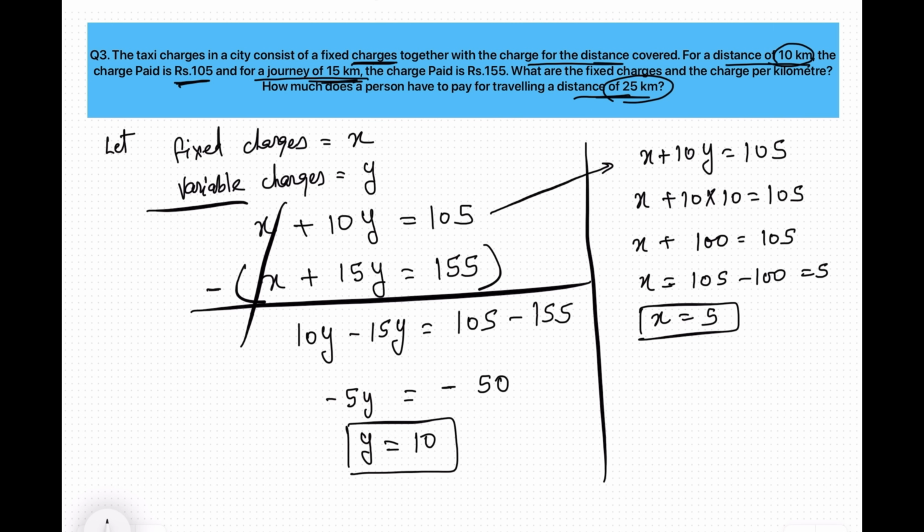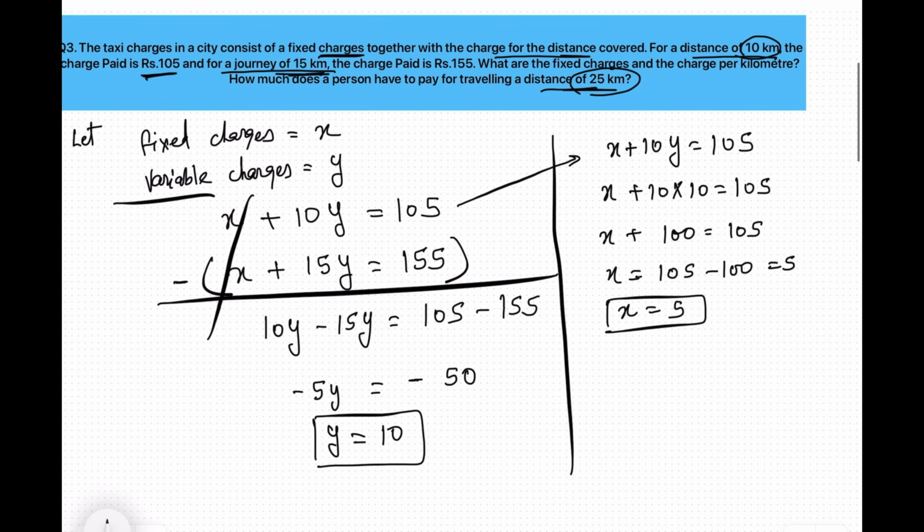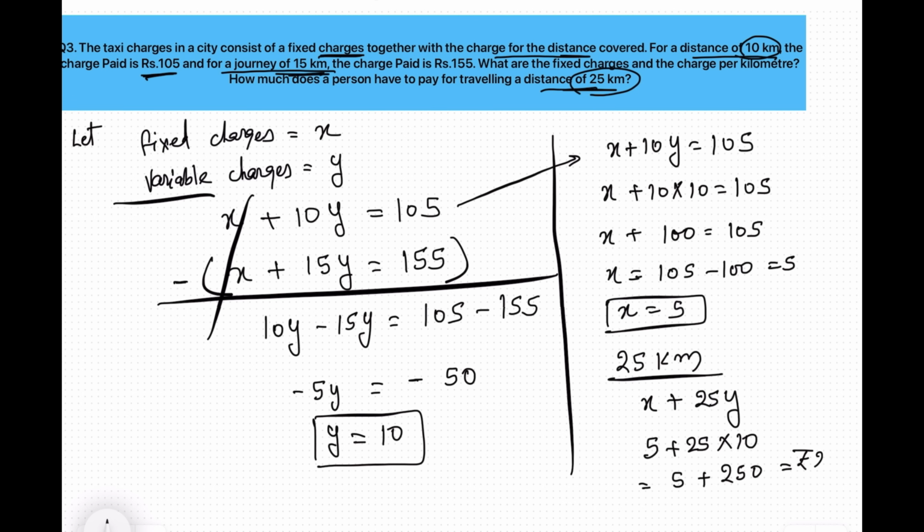Now we have to find out how much a person has to pay for 25 kilometers. So for 25 kilometers, what do you have to do? x plus 25y, right? So 5 plus 25 times 10, right? So 5 plus 250 means he has to pay rupees 255, correct?